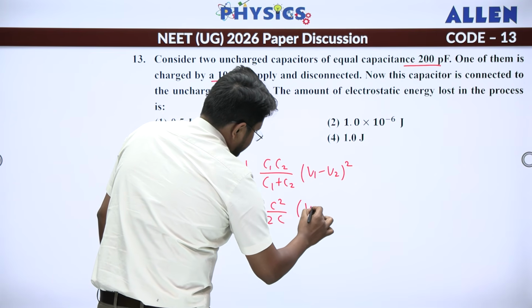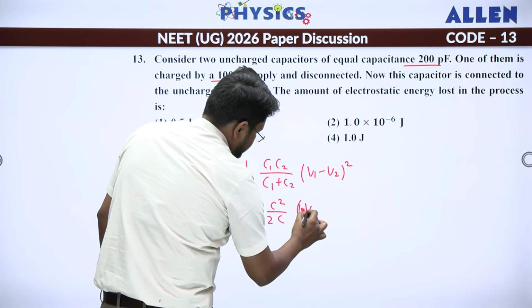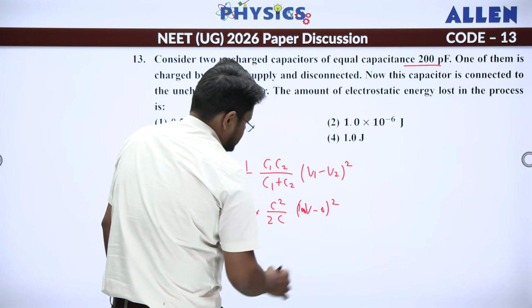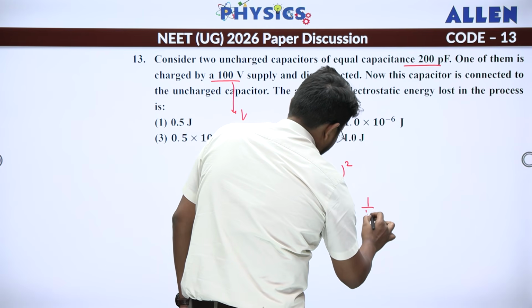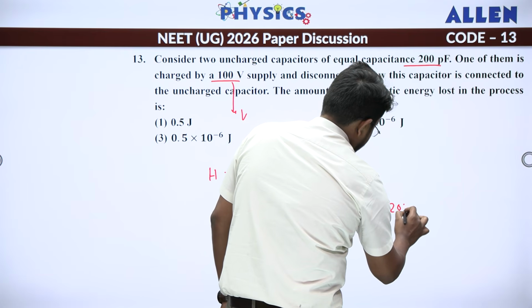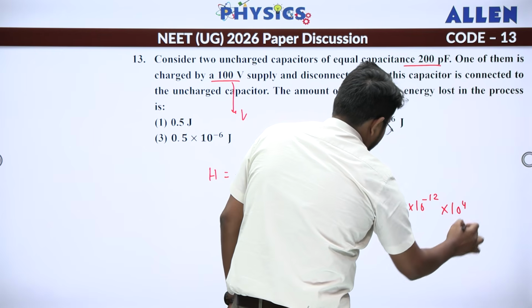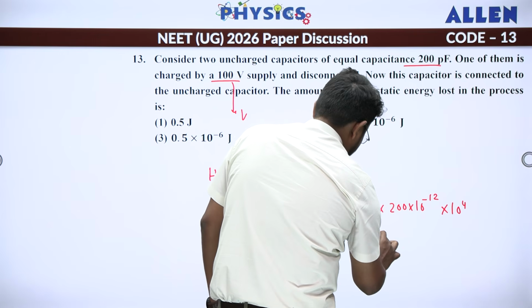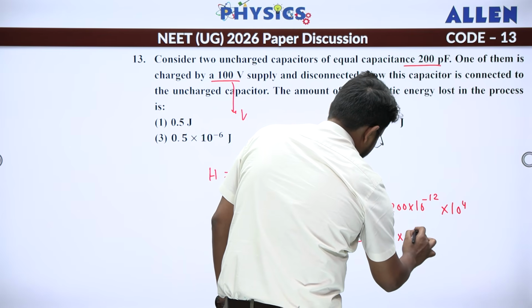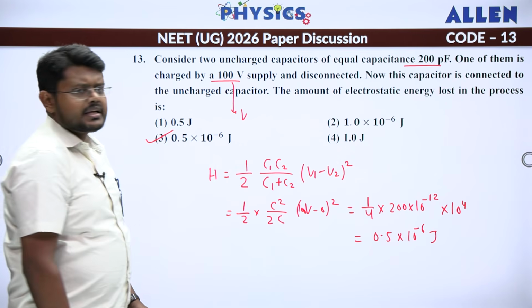into V, which is how much here in this situation? We can substitute the value 100 minus 0 whole square. So substitute the value. This is 1 by 4 into C. C is how much here? 200 into 10 to the power minus 12 into 10 to the power 4. So for this the correct answer is 0.5 into 10 power minus 6 joule. When you solve it, this is what we are getting. So correct answer is third option.